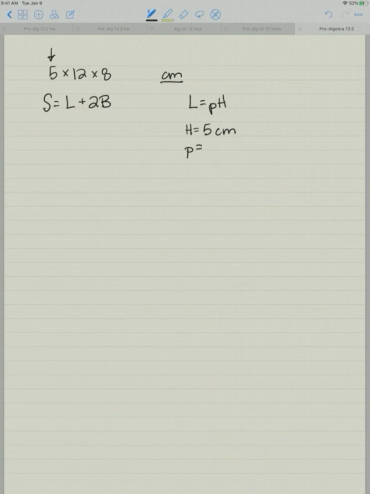P is the perimeter of the base. That is going to be 12 plus 12 plus 8 plus 8. Okay, 12 plus 12 is 24. 8 plus 8 is 16. 40 centimeters. Okay, so big L is equal to 5 times 40, which is 200 centimeters squared.